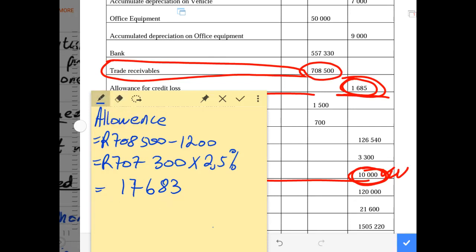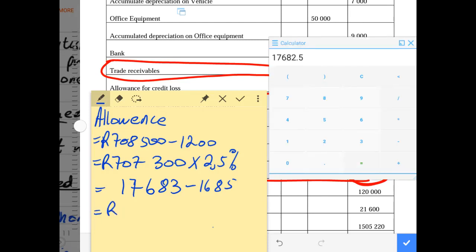So now it means our allowance went up by the difference. We have to say minus 1,685. The difference is the one that will be recorded under our income statement. Then we say minus 1,685, and the difference will be 15,998, rounded off to the nearest rand. So now this will be recorded in the income statement.